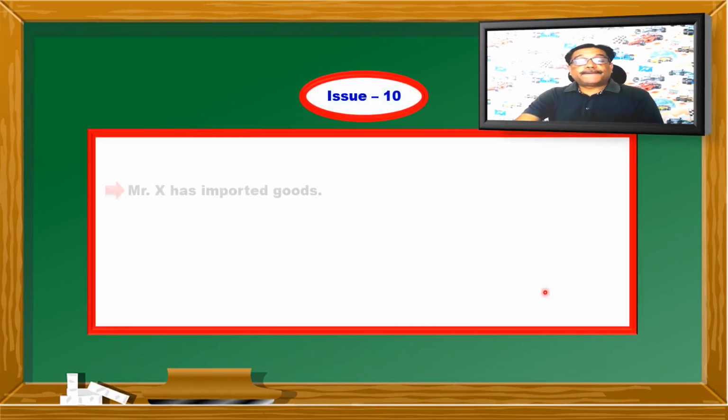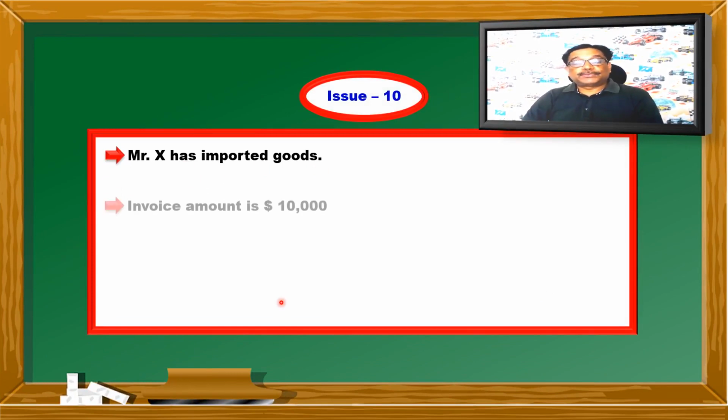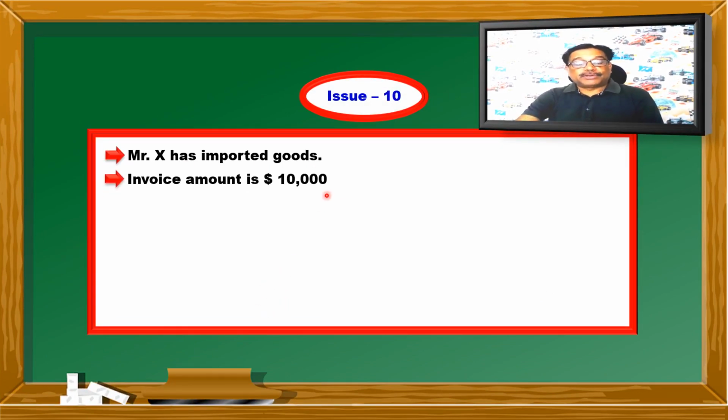Last example, Mr. X has imported goods. The invoice amount is $10,000, payable after 6 months. Now, if Mr. X does nothing today, so what would happen?